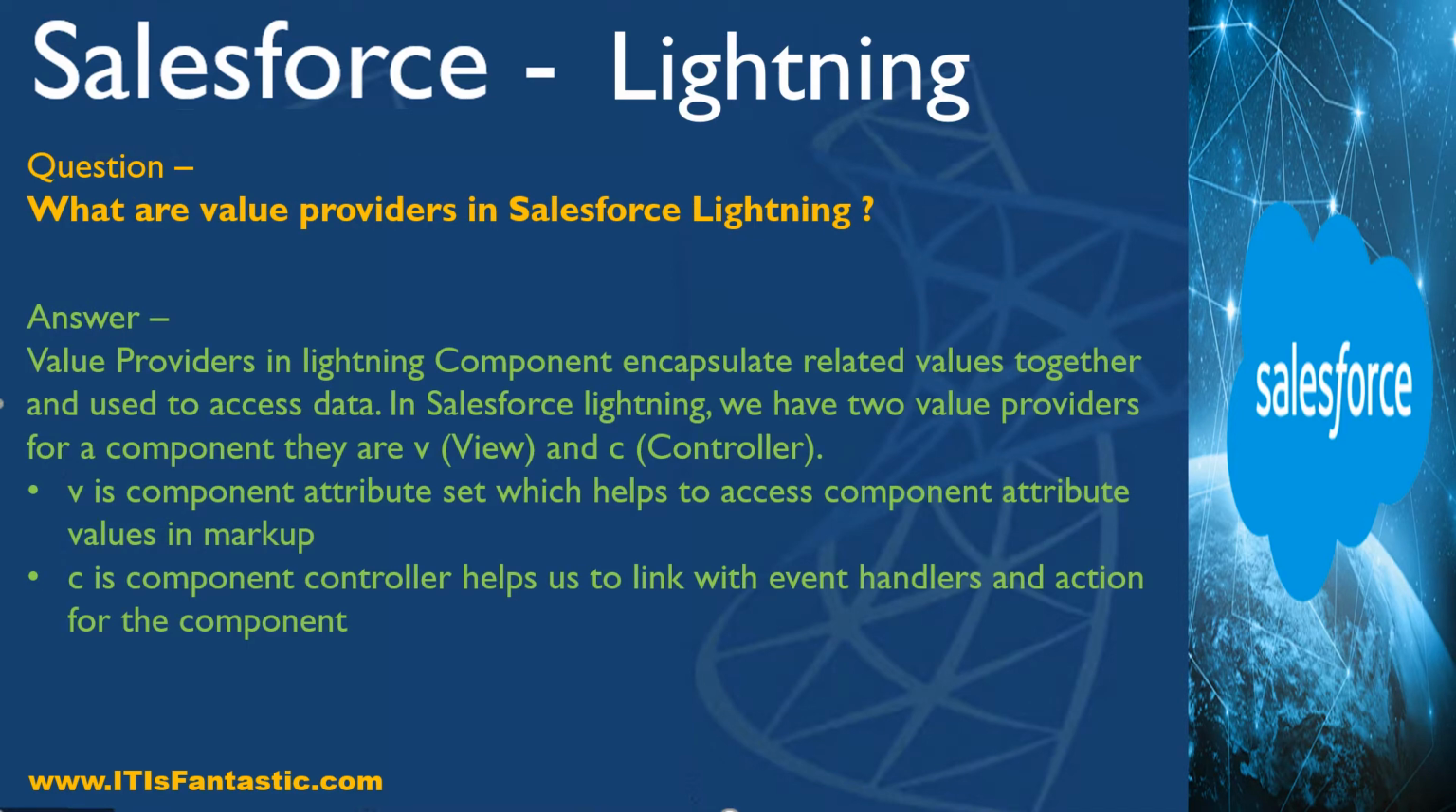What are value providers in Salesforce Lightning? Value providers in Lightning component encapsulate related values together and are used to access data. In Salesforce Lightning, we have 2 value providers for a component, v for view and c for controller. v is a component attribute set which helps to access component attribute values in markup. c is a component controller which helps us to link with event handlers and actions for the component.